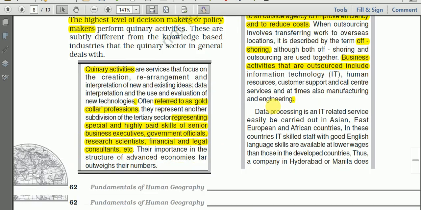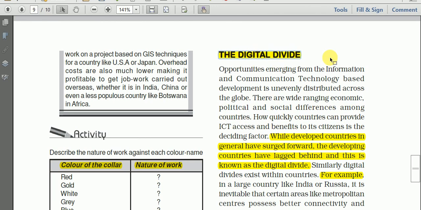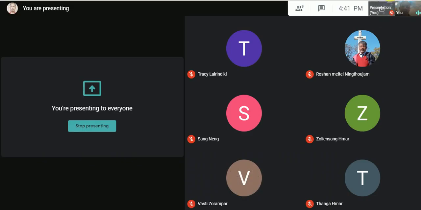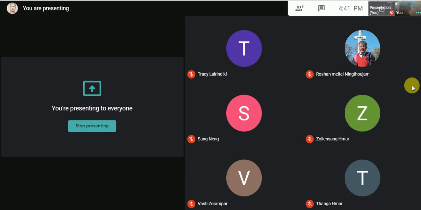That is digital divide. What do you mean by digital divide? In class 11 we learned the meaning of water divide. Can you tell me what is water divide? Any one of you who can tell me what is water divide? Anybody?